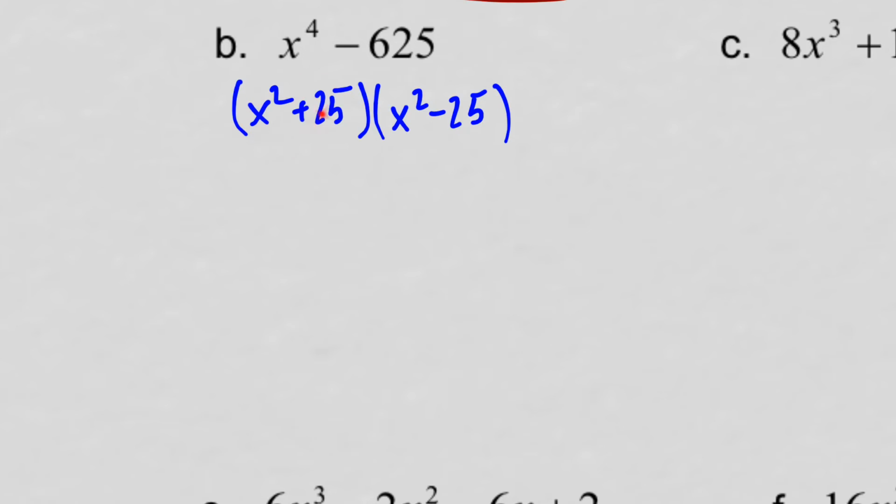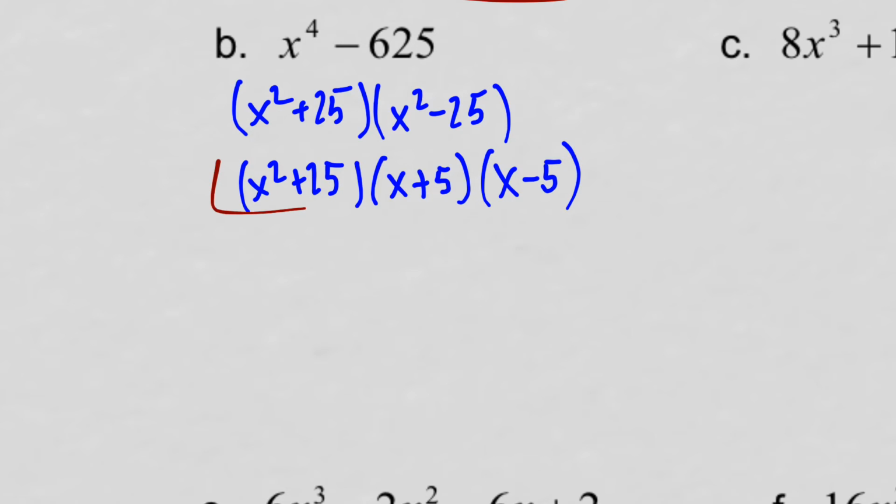Alright, we can't factor this right now, but we can factor this. This is, again, two perfect squares, right? A perfect square minus a perfect square. So I can keep going. x plus 5, x minus 5, right? The square root of 25 is 5. Alright, and then in front I have x squared plus 25.